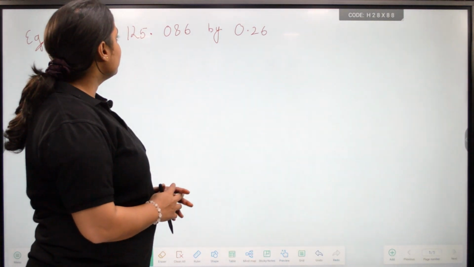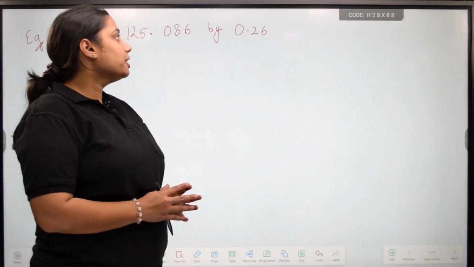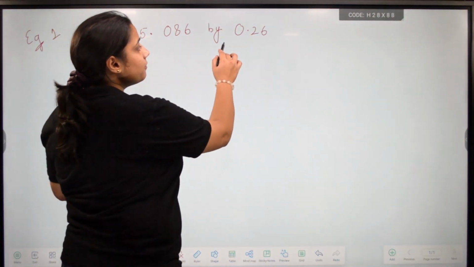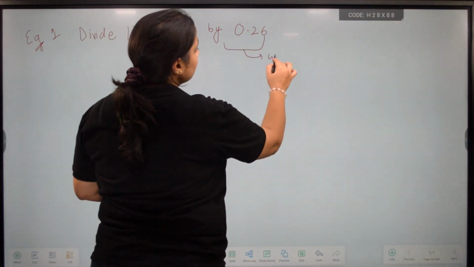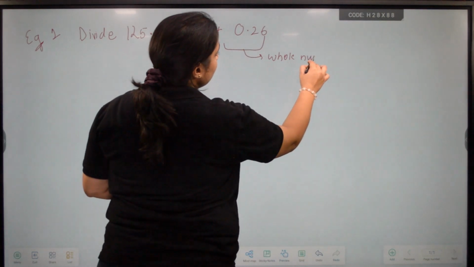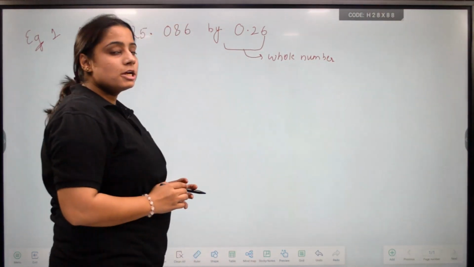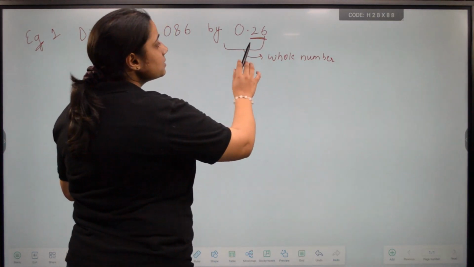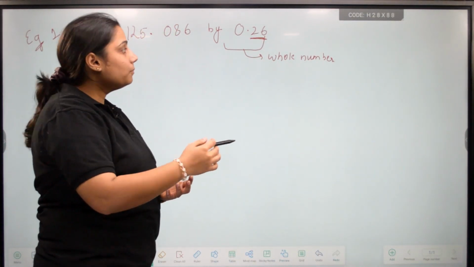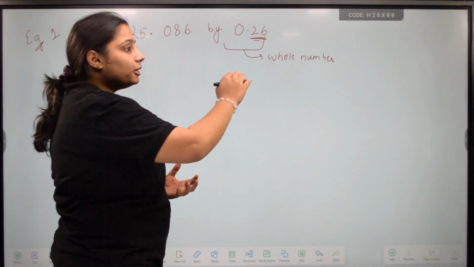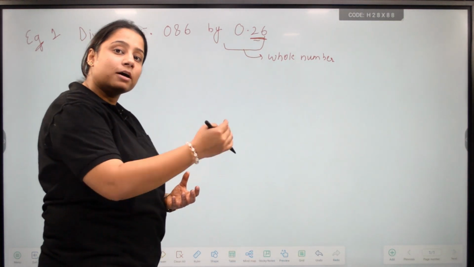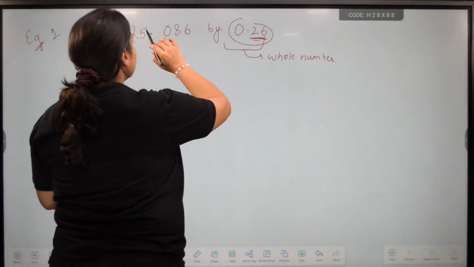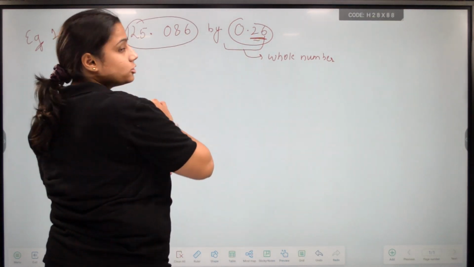Example 1. Divide 125.086 by 0.26. In this question, I am going to convert the divisor into a whole number. And how am I going to do this? By multiplying by 100, because it has two numbers after the decimal. If it has three numbers, then I will multiply by 1000. If I am going to multiply something in the divisor, I am going to multiply it on the dividend as well.